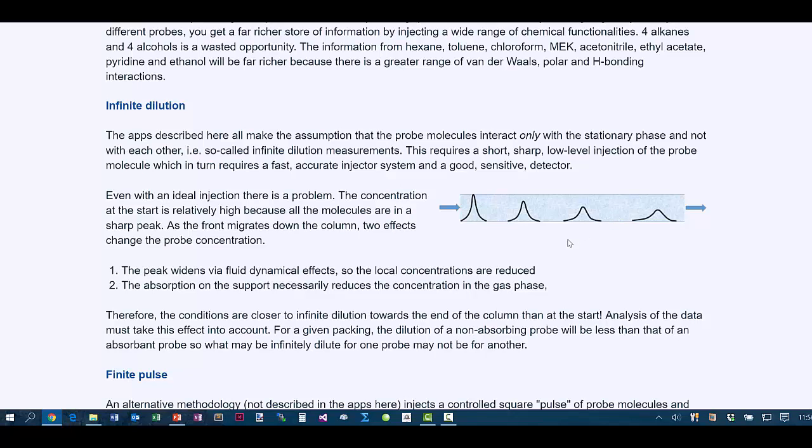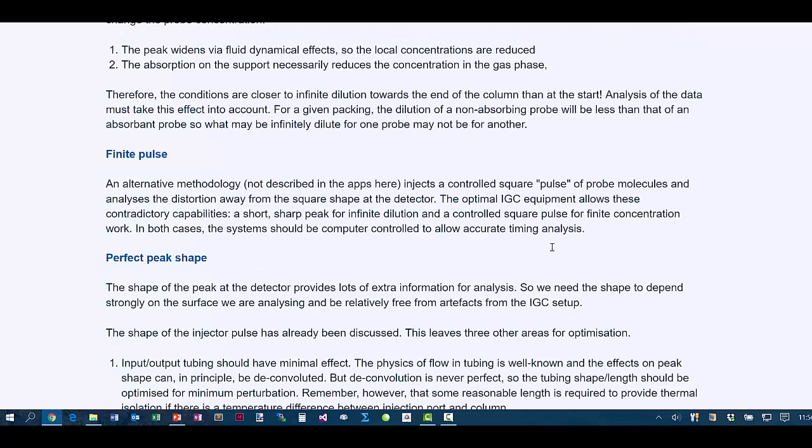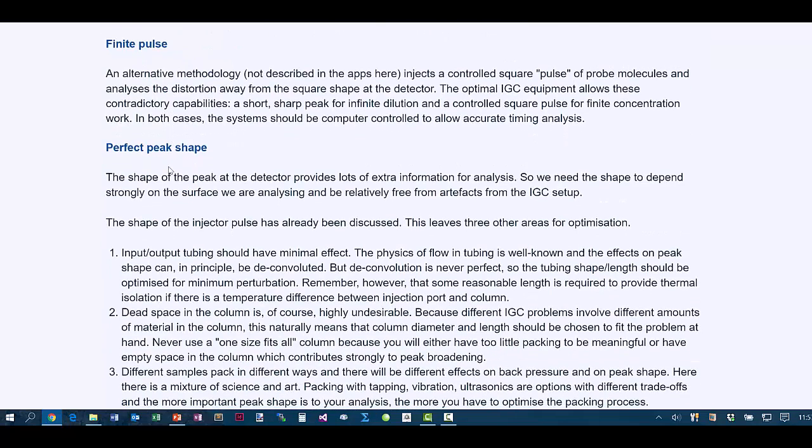I just need to note that some IGC uses finite pulse, where you have a large concentration and it's a broad peak, and you watch how that declines over time. Not discussed in these apps, but an important technique.